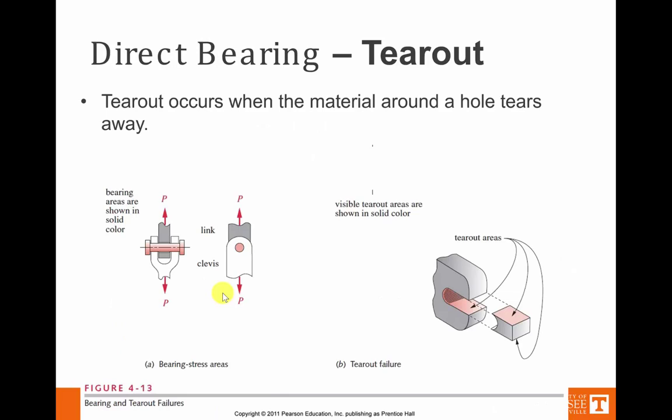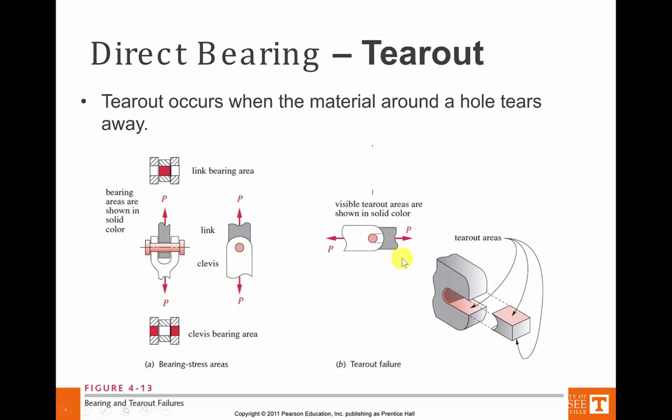So the problem with direct bearing, the way it fails, is something called tear out, and tear out is when the material around the hole tears away. Okay, so if we look at the area of the link, this is where the bearing is happening on the link. It's down here at this bottom face. If you look at the clevis, it's these two faces here.